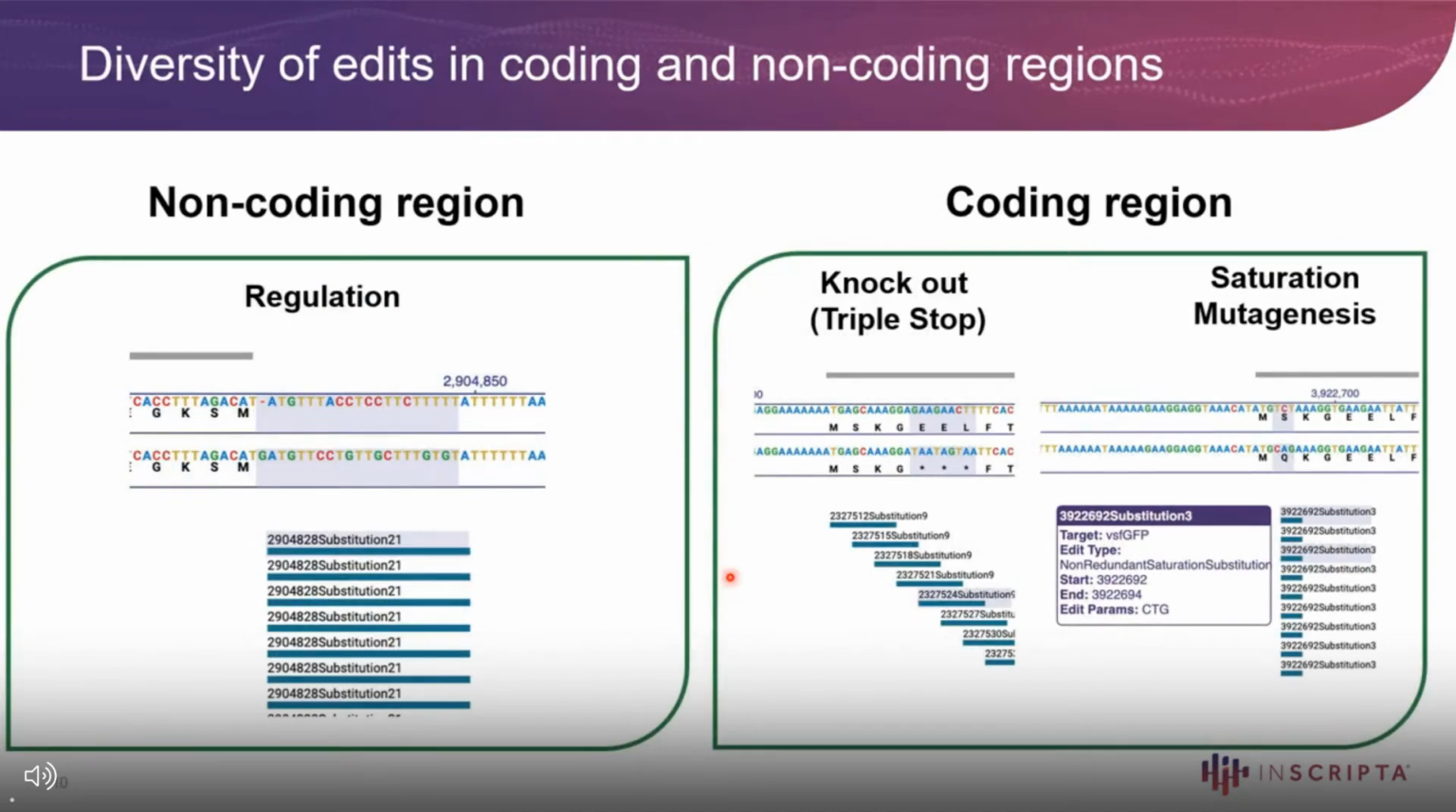So there's a wide diversity of edit types that can be introduced in both the coding and the non-coding regions. In the non-coding region, you can imagine targeting regulatory regions within a protein. So this includes maybe the promoter or the terminator regions. You can target the coding region of the genome. We always like to do genome-wide knockout libraries. We do this by introducing a triple stop codon at the 5' end of a gene or all genes. You can also do saturation mutagenesis, where you mutate one residue of the protein to all other possible residues.